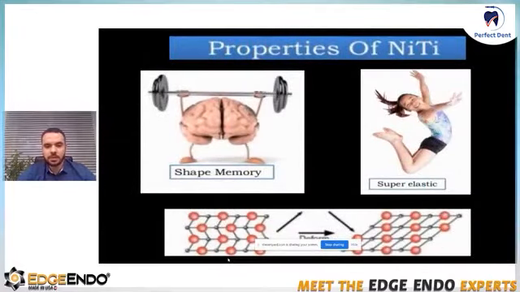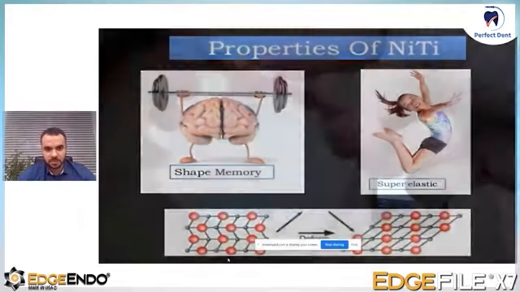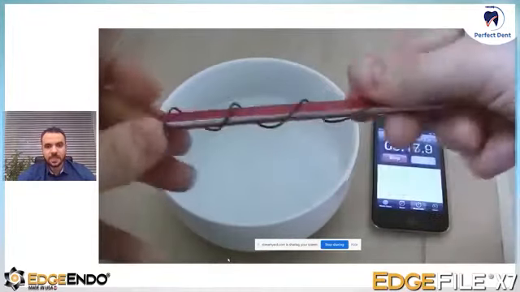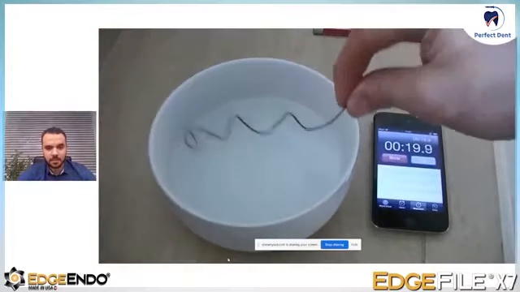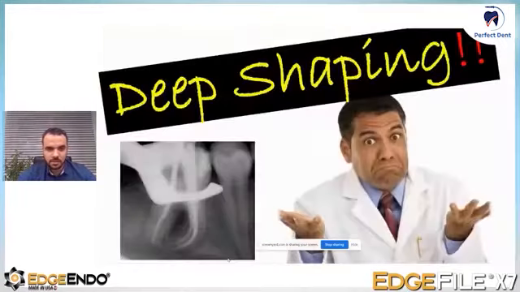One of the unique properties of nitinol is shape memory and super elasticity. The file can be returned to its original position. It's a good point, but in curved and severely curved canals, some sort of zipping or transportation can be done. So that's the unique property of NiTi shape memory: the file can be returned to its original position. But when we're dealing with curved or severely curved canals, we need minimally invasive preparations, and we use CM files, or controlled memory files, to allow shaping.